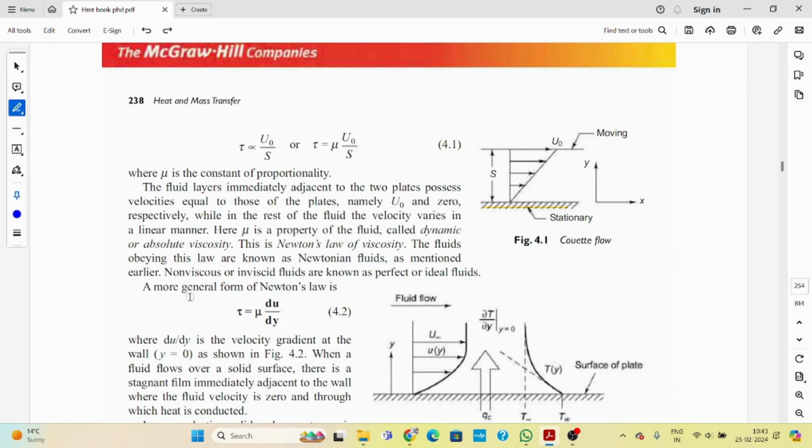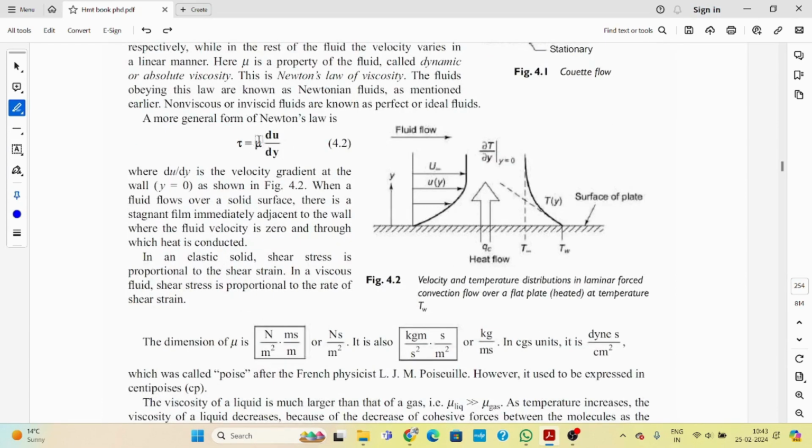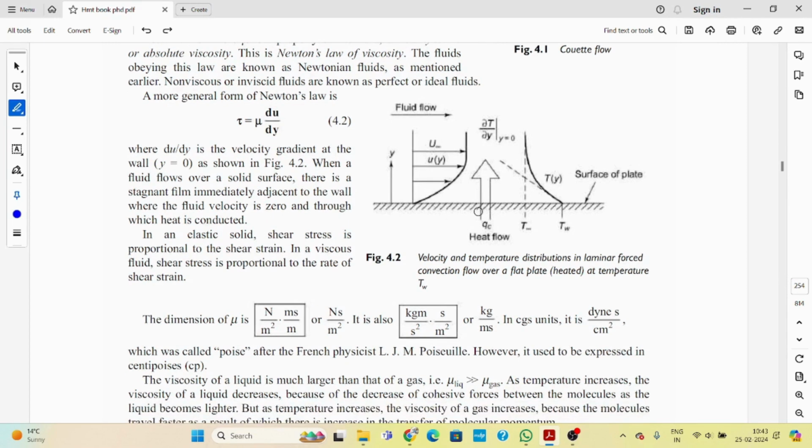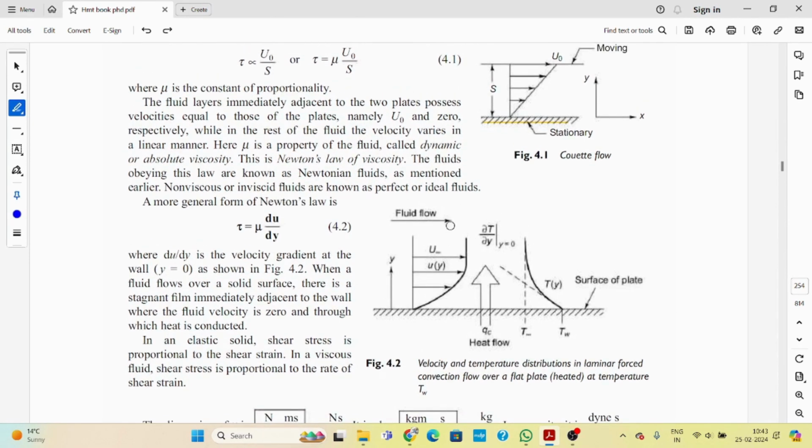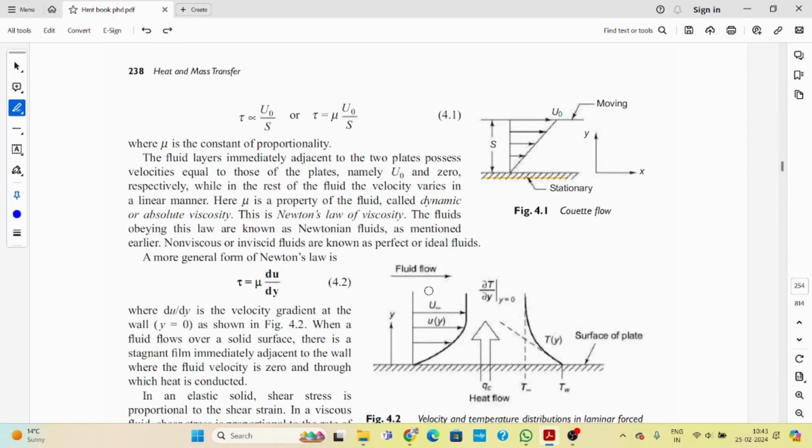You know shear stress tau is equal to mu du by dy, where mu is the viscosity, u is velocity, and y is the perpendicular distance. Here you see the velocity variation. In the boundary layer, velocity is varying in the direction of y. As we go up, velocity changes, and at some extent it becomes free stream velocity. Outside the boundary layer it is called potential flow.